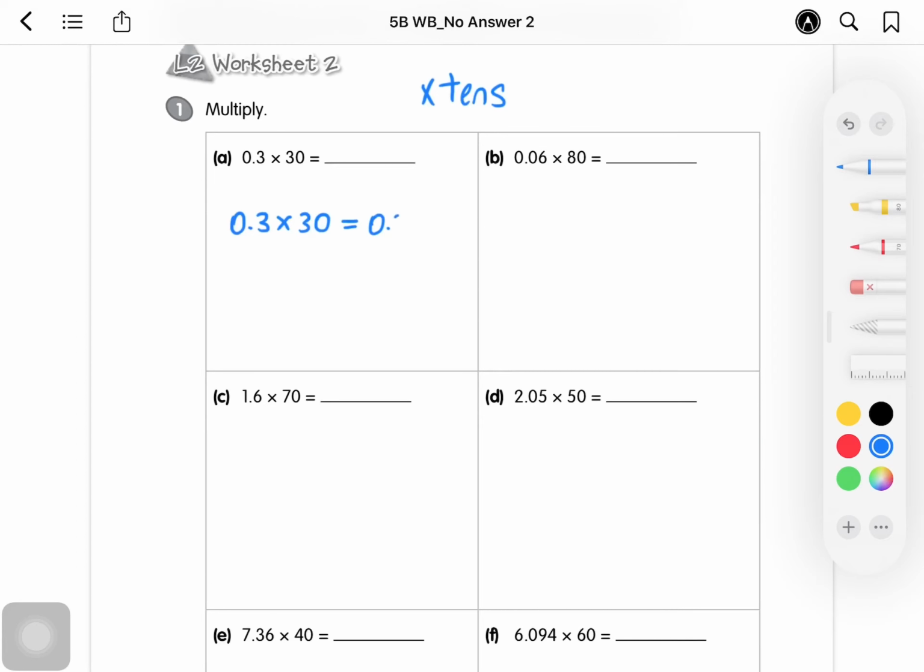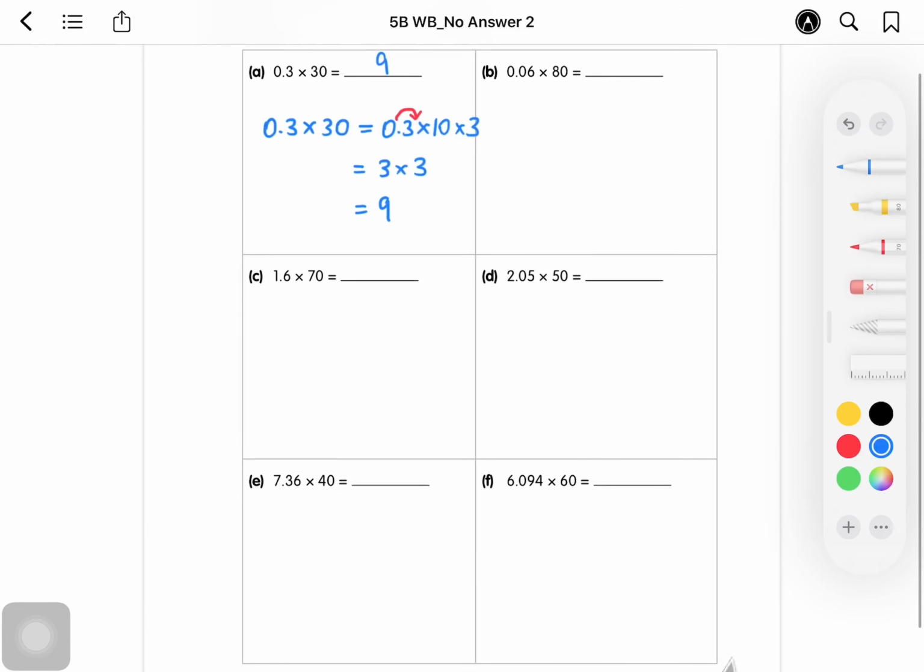It's actually equal to 0.3 times 10 times 3. With that, I shift my decimal point first. Multiply by 10 will be one place to the right. I will get 3 times 3, and 3 times 3, of course, you will know, no working needed, is 9. Then I put in my answer as 9. So I expect all this working for the rest of the 5 questions. Let me move on to the next page.